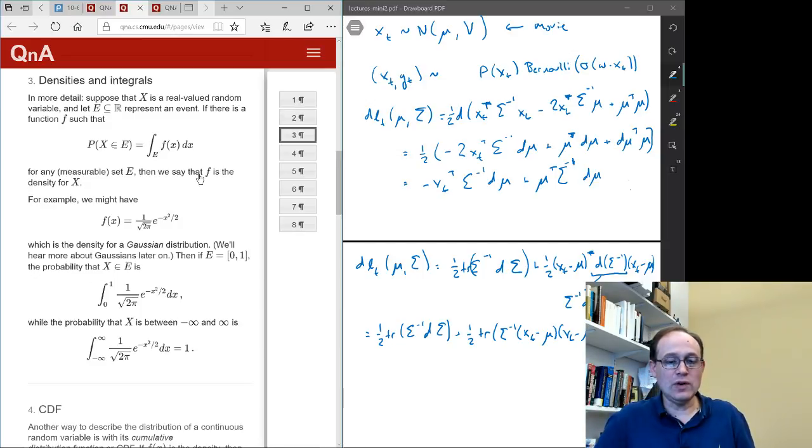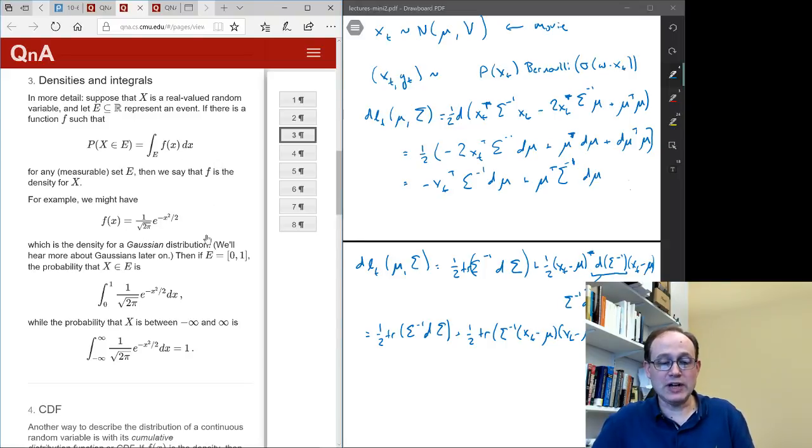All right, so what is a density? For a real valued random variable, let's say x, suppose that there's some function little f of x such that if we integrate that function over an interval, like 3 to 4 or 0 to 1, we get the probability that x falls in that interval. If that's true for every possible interval, then that function little f of x is called the density for x.